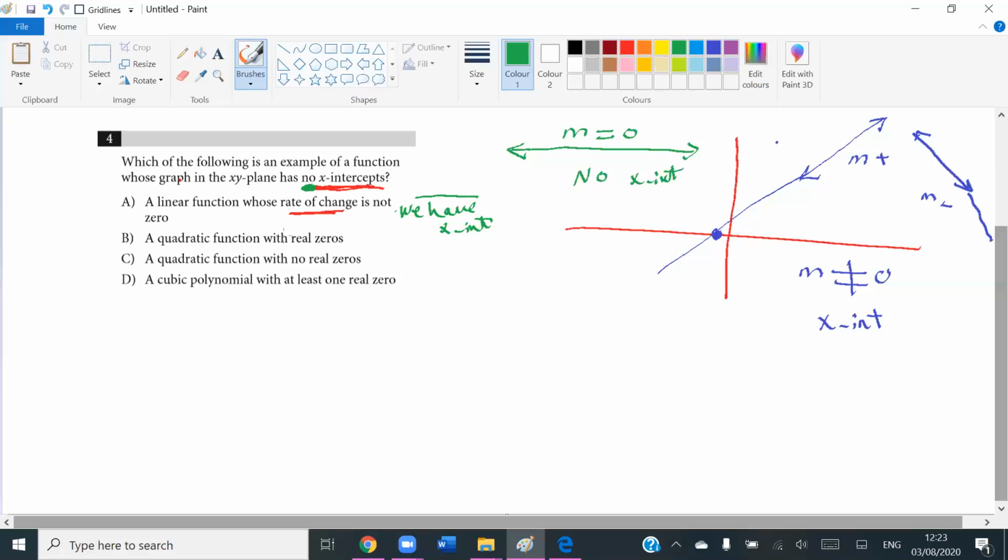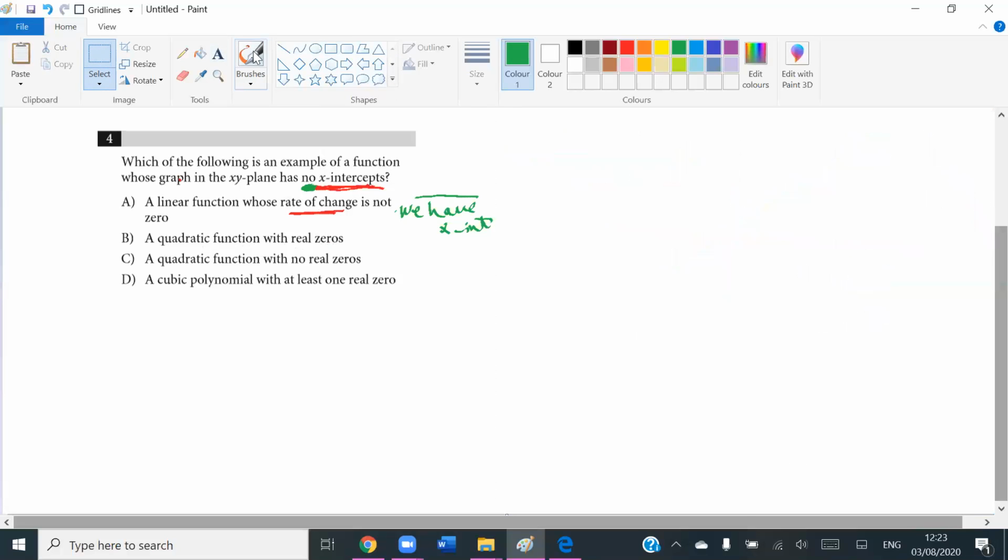What about a quadratic function with real 0? The quadratic function has 3 cases. Let me explain in more detail. If we have a quadratic function, maybe the curve will be like this. The curve will touch the x-axis in only one point. Look at this point. This is called the x-intercept. But we have only one point, so we have one solution.